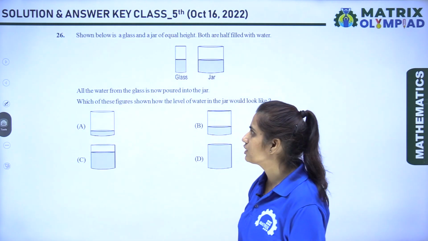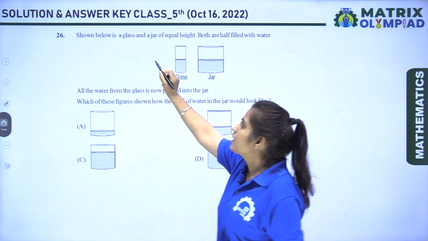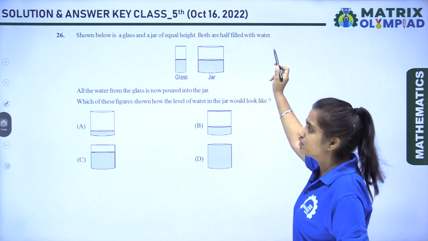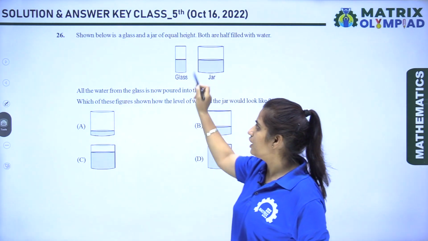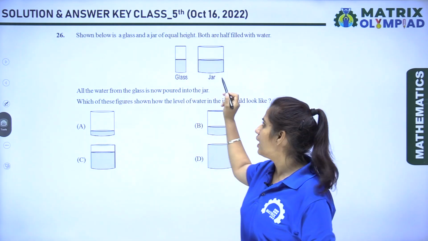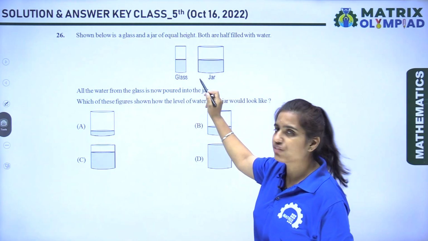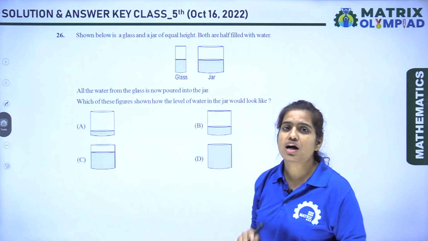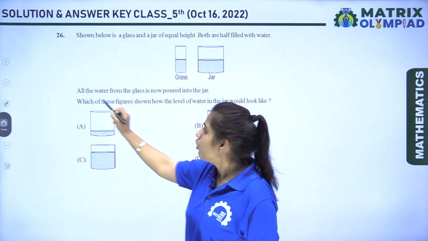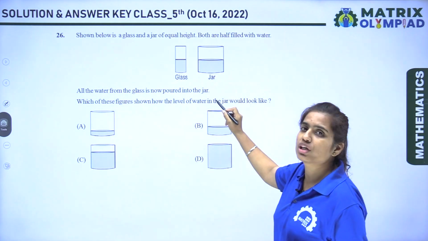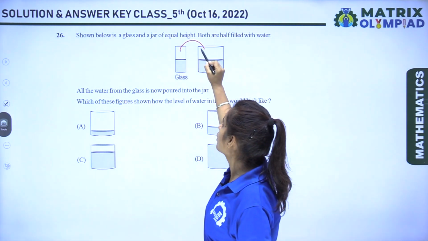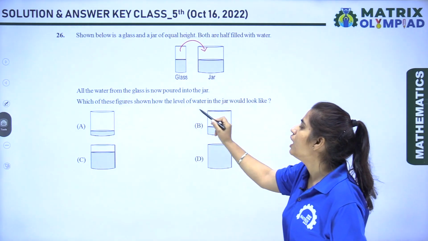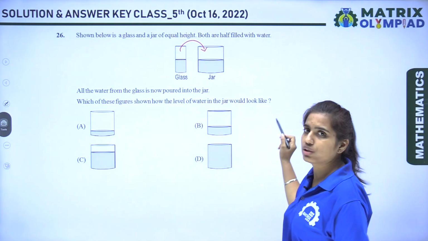Let's begin with the 26th question. Shown below is a glass and a jar of equal height. Both are half filled with water. The figure shows one glass and one jar. Both are of equal height and are half filled with water. Now, all the water from the glass is poured into the jar. Which of these figures shows how the level of the water in the jar would look?